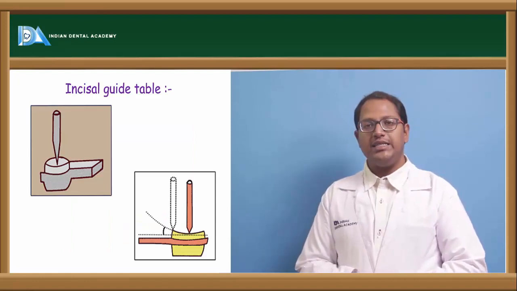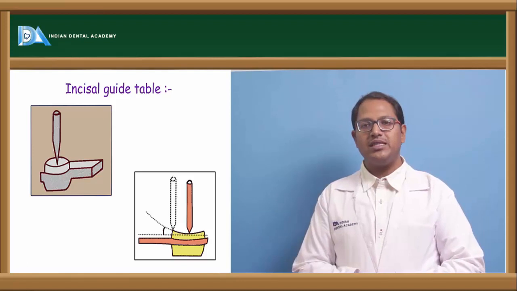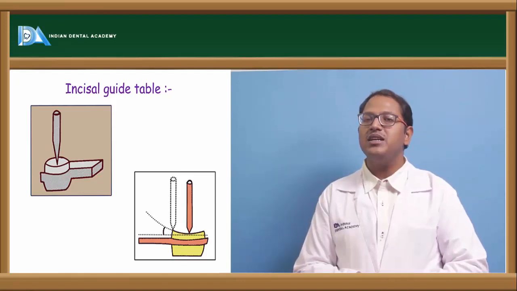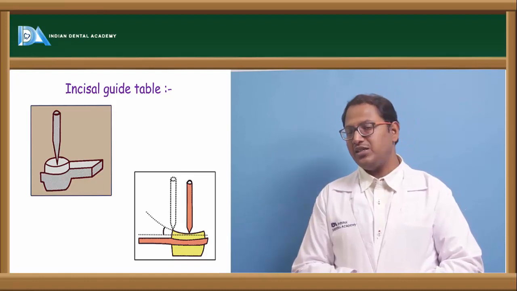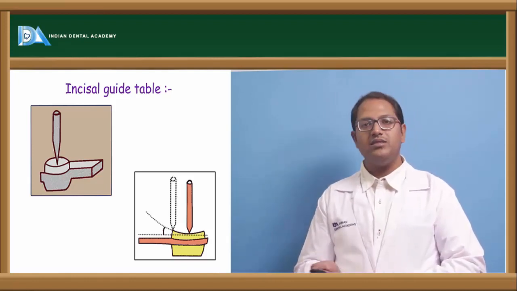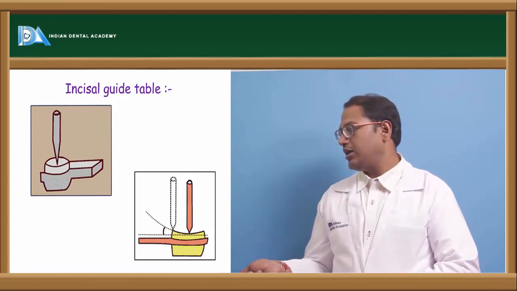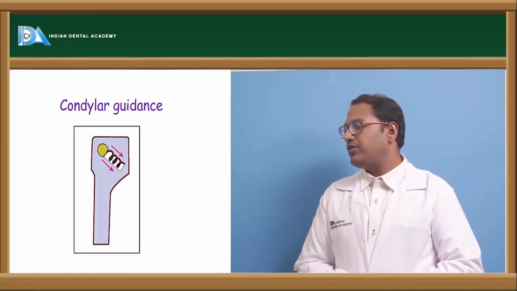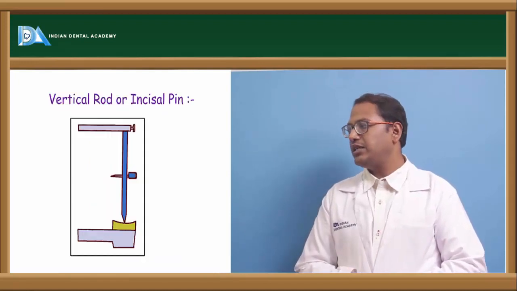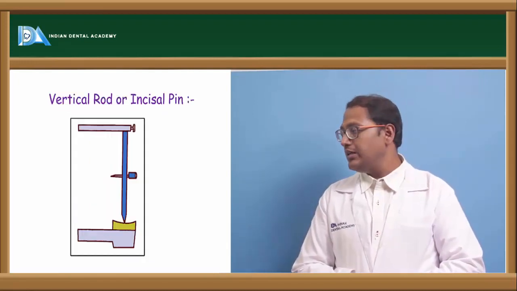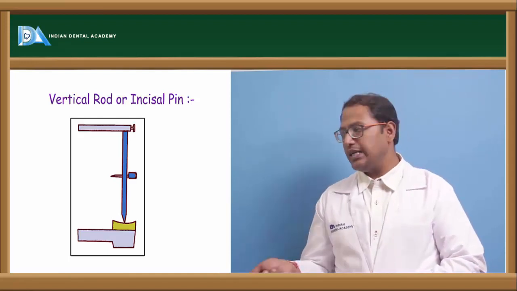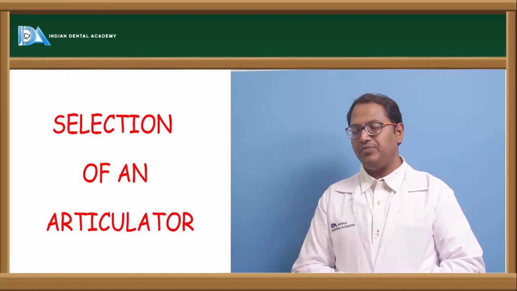The incisal guide table is almost flat with some average degree, the mean degree that I said. How much is the mean degree? That is 0 to 5 degrees. So within that it is fabricated. So there is a reason that it is called a mean value articulator. We have condylar guidance which will follow the condylar path. We have a vertical rod or incisal pin which is directly stamping on the incisal guide table. It should be stable enough.